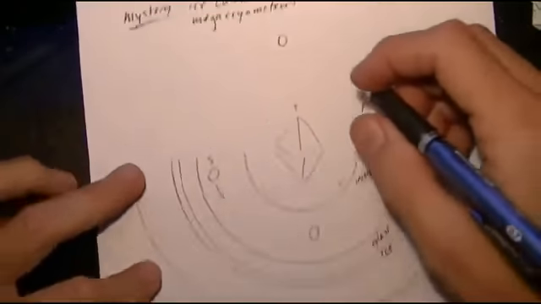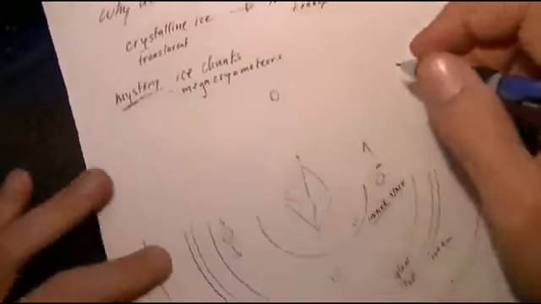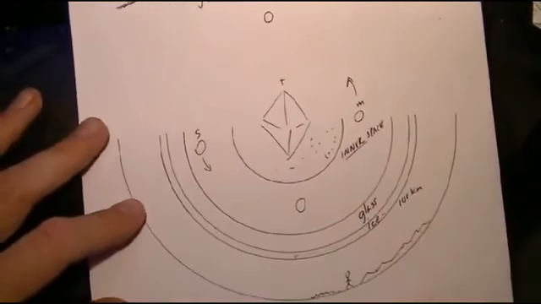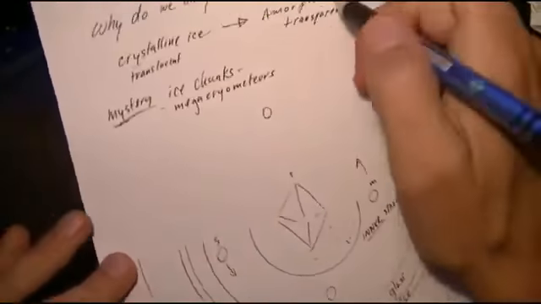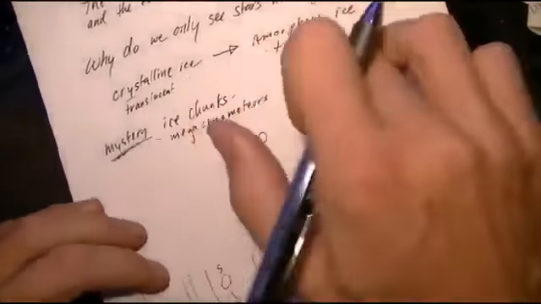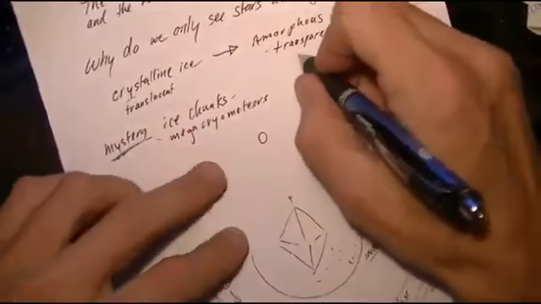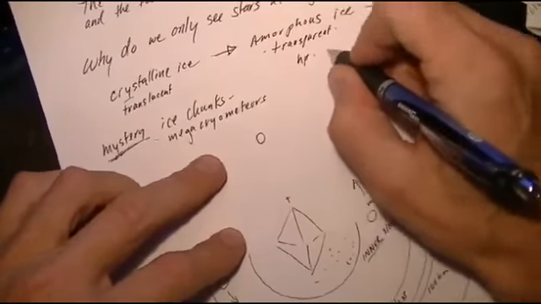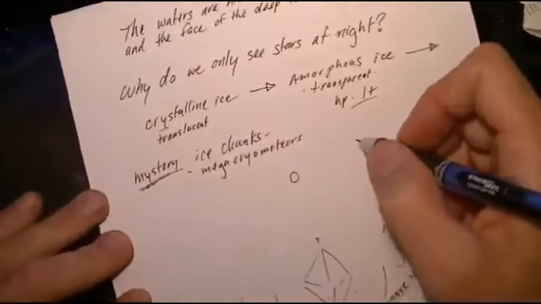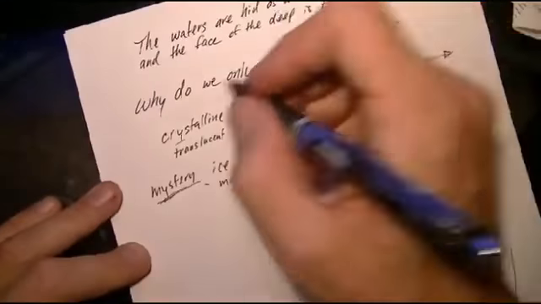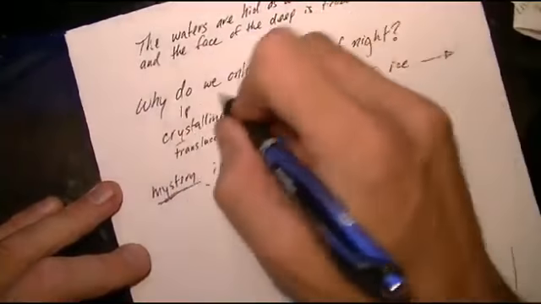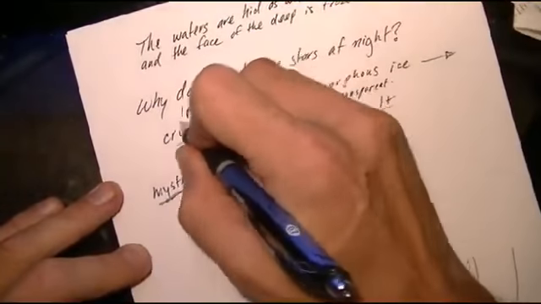And I also believe there's a pressure change as well. I'm not really sure, but I think that the lower pressure would create the amorphous ice. So you have, switch that. So you have higher pressure and lower temperature for the amorphous ice. And for the crystalline ice, you have lower pressure and higher temperature.